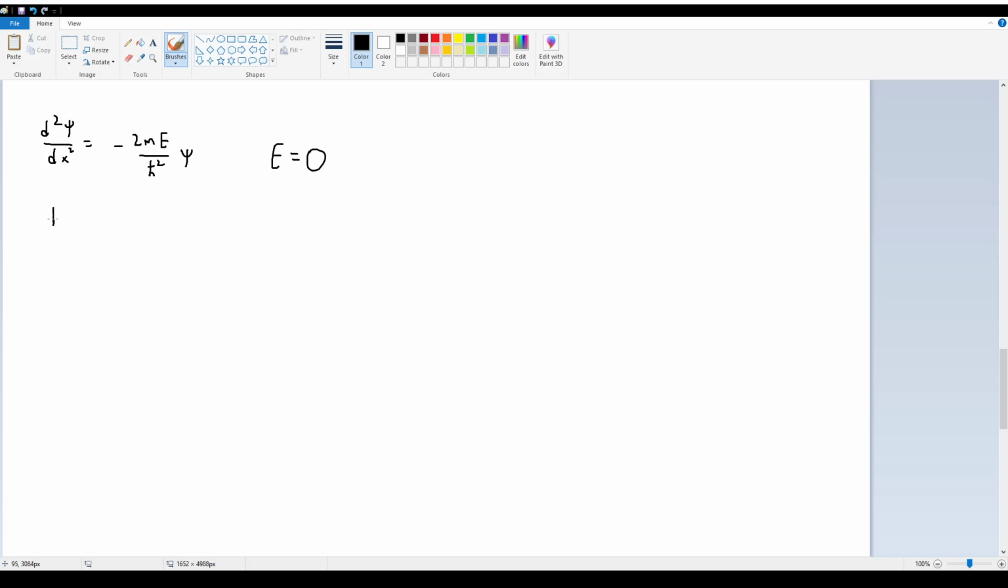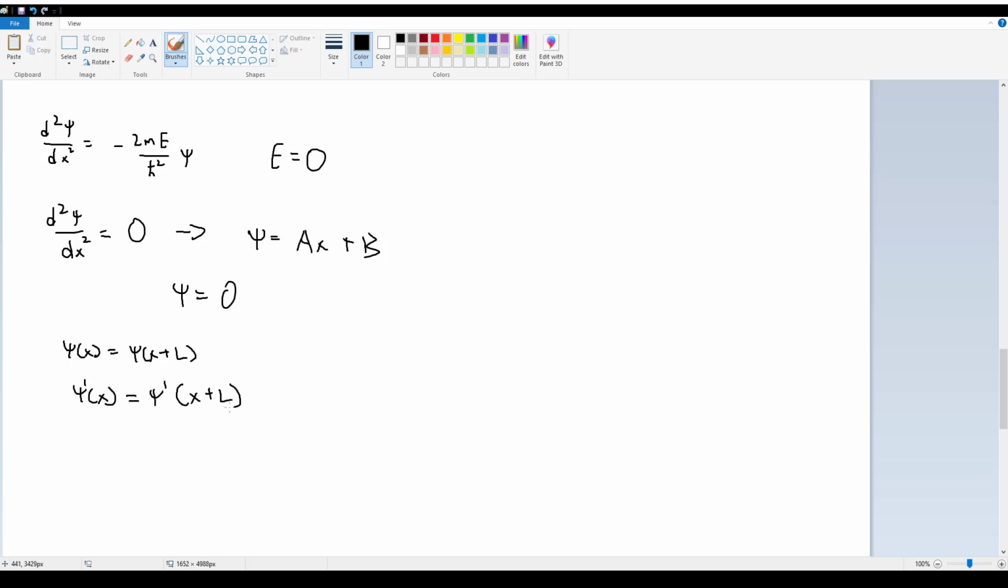So if E is equal to 0, then we get d2 psi by dx squared is equal to 0, which implies that psi is equal to ax plus b, where a and b are not the same constants as before, they're new constants now. Now, traditionally, if we did this for most of the wave functions we found earlier, this would just give us a trivial solution, which is that psi is equal to 0, which doesn't mean anything. However, here we have the added condition that psi of x has to equal psi of x plus L, and the derivative of psi at x is equal to the derivative of psi at x plus L. And these two conditions result in the wave function actually not being just a trivial psi equals 0.